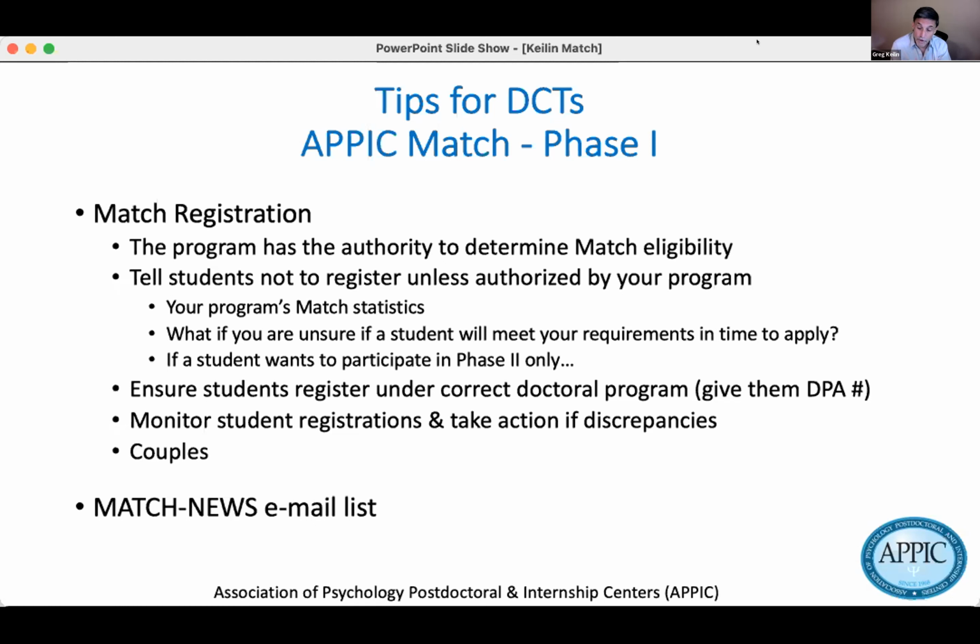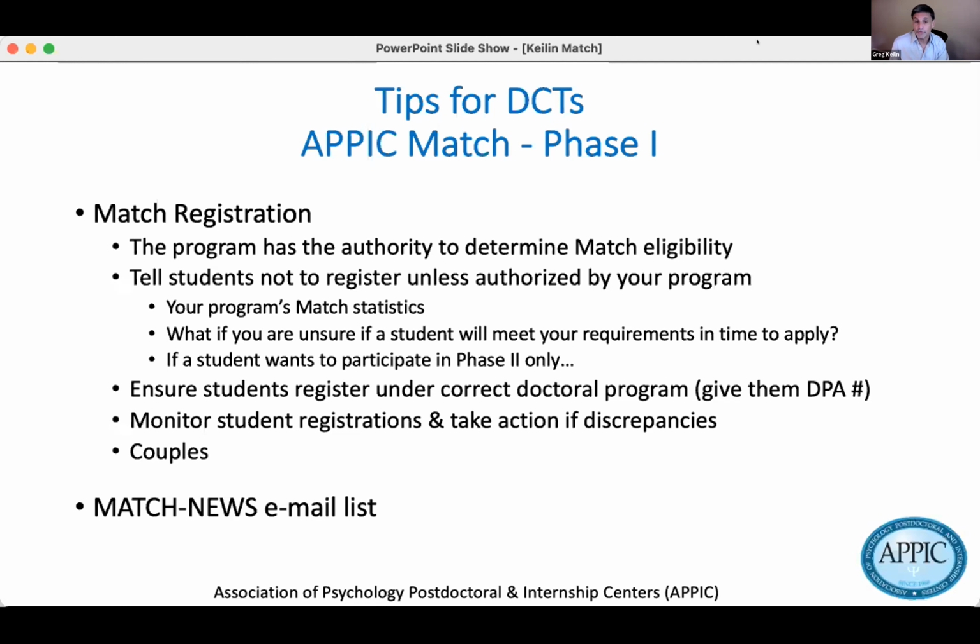Now, if a student knows that they're not going to be ready until phase 2 for whatever reason, you should know that we only accept registrations for either phase of the match until the ranking deadline for phase 1. So if a student wants to participate in phase 2 only, they need to register prior to that ranking deadline in phase 1, withdraw immediately from phase 1, and then they will be able to participate in phase 2.